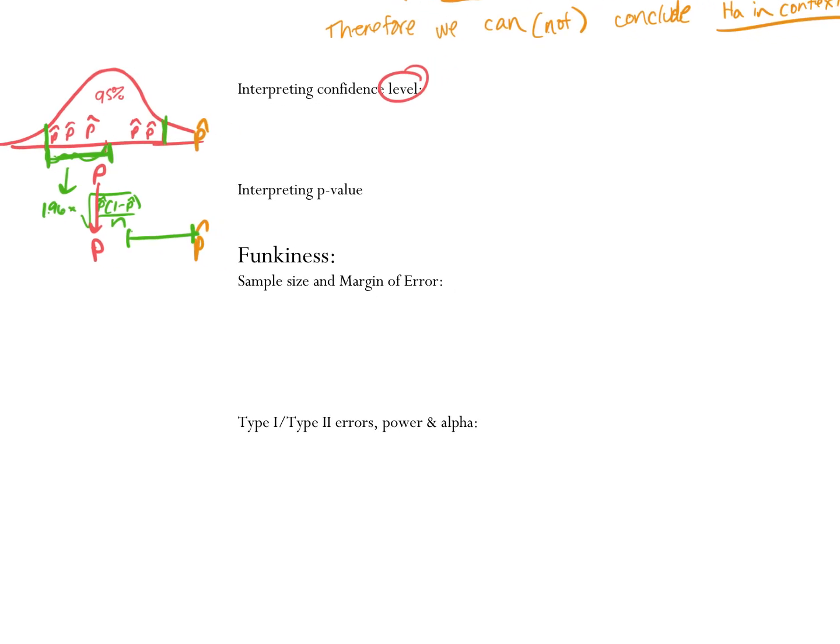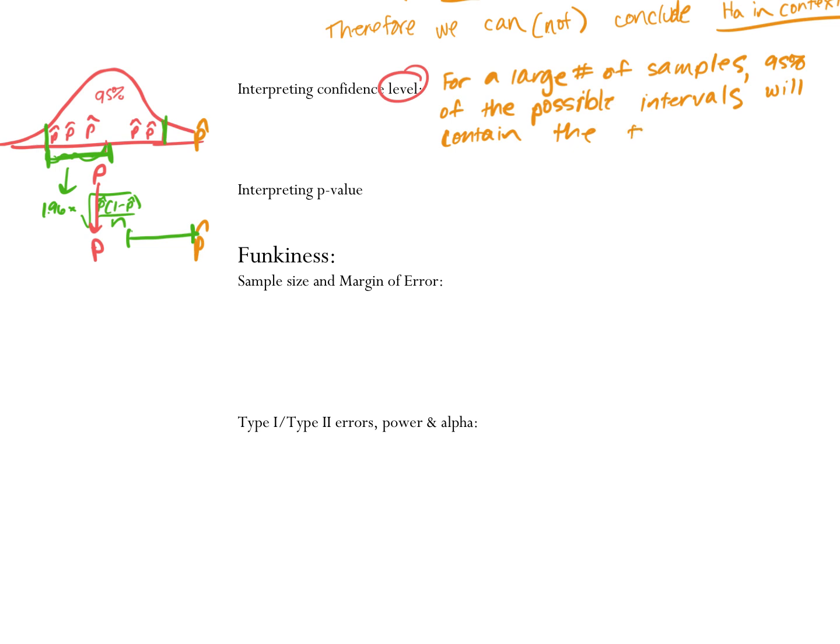Now, they have a very specific interpretation for a large number of samples. 95% of the possible confidence intervals... So I take a large number of samples and then I run a confidence interval for those samples. 95% of the intervals will contain the true value. And I'm going to do that because that's something you would say in context.